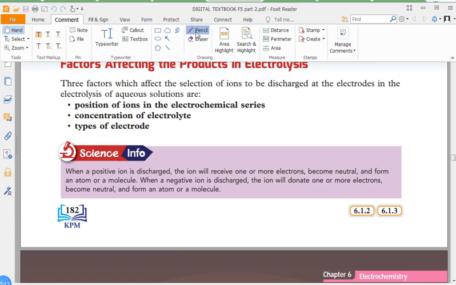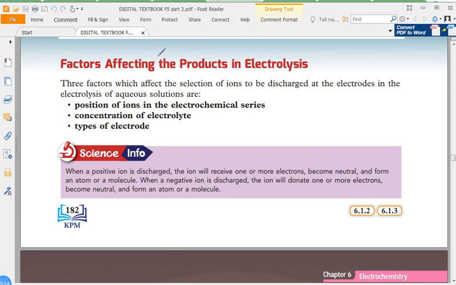So now I'm going to explain the factors that affect the products of electrolysis. Three factors which affect the selection of ions to be discharged at the electrodes in the electrolysis of aqueous solution are: number one, the position of ions in the electrochemical series; number two, the concentration of electrolyte; number three, the type of electrodes.